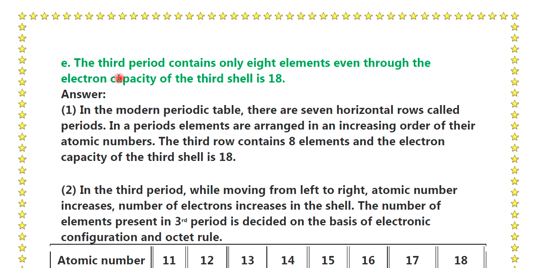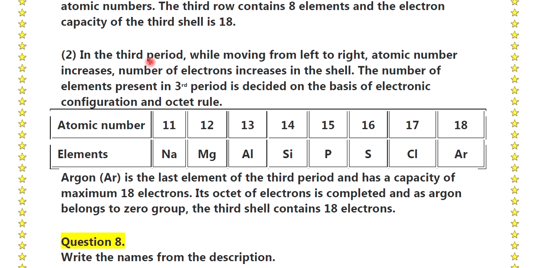E. The third period contains only 8 elements, even though the electron capacity of the third shell is 18. Answer. In the modern periodic table, there are 7 horizontal rows called periods. In periods, elements are arranged in increasing order of their atomic numbers. The third row contains 8 elements and the electron capacity of the third shell is 18. Second, in the third period, while moving from left to right, atomic number increases. The number of electrons increases in the shell. The number of elements present in the third period is decided on the basis of the electronic configuration of the octet.